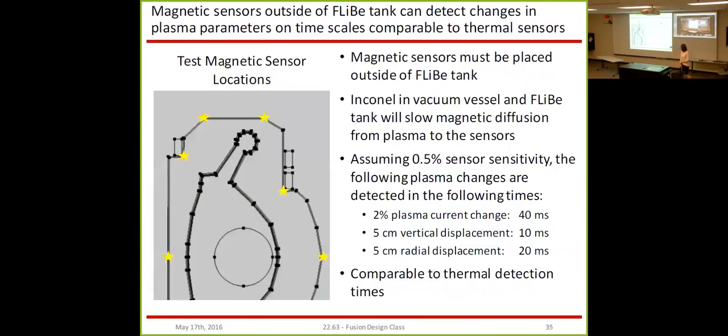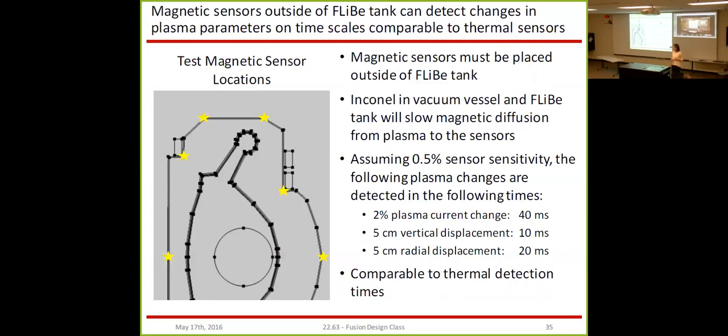Now, our final set of sensors are magnetic sensors, which are placed outside of the FLiBe tank, as you see on these stars here. FLiBe is very, very weakly conducting, so you'll be able to get a much faster magnetic diffusion time than you would if you had a metal blanket. On the slide after this, I'm going to talk a little bit more about that. But basically, this gives us very good response times.